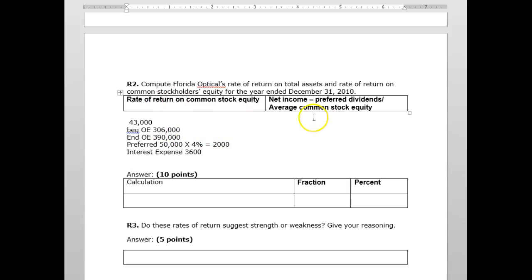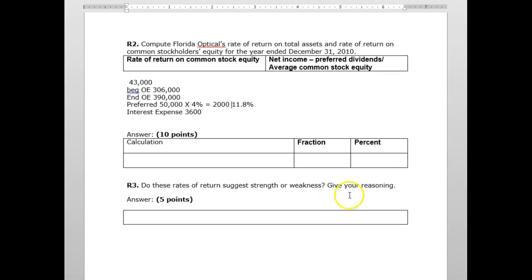So how would I do that? I would take net income minus the preferred dividends of $2,000, find an average of these two, and divide it into the 43 minus the 2,000. That would give you an answer of 11.8%. Now you want to show me how you did that and give me calculations. And then you want to look at that and say, is that a good return? And then give me a reasoning for that.